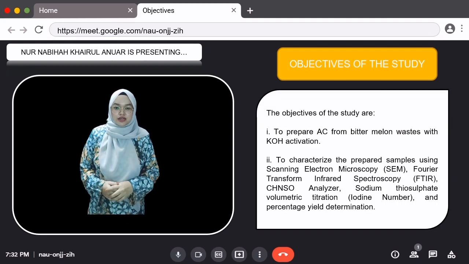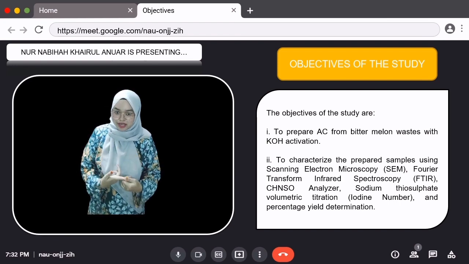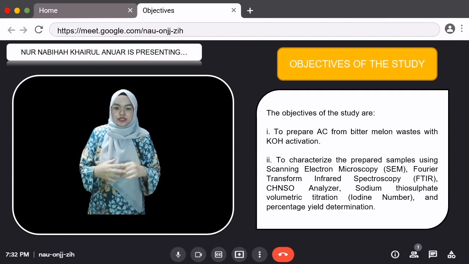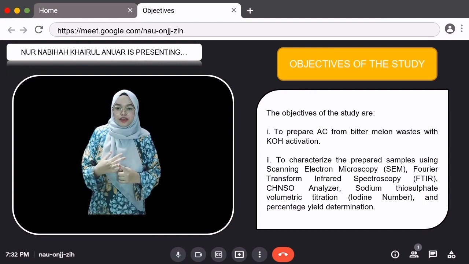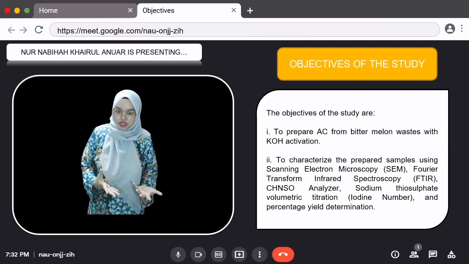The objectives of this study are, the first one, to prepare AC from bitter melon waste with potassium hydroxide, KOH, activation. The next one is to characterize the prepared sample using scanning electron microscopy, SEM, Fourier transform infrared spectroscopy, FTIR, CHNS/O analyzer, sodium thiosulfate for volumetric titration, iodine number, and percentile determination.